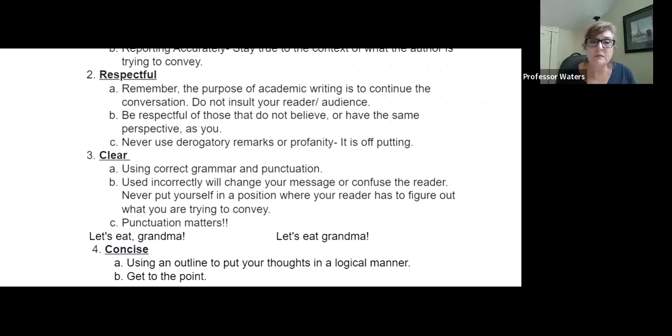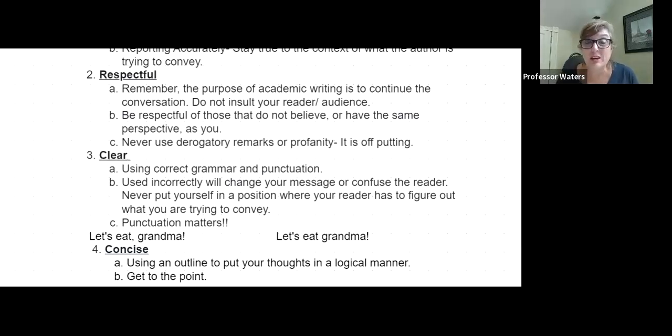Be clear with your grammar and punctuation. If it is used incorrectly, it will change your message or confuse the reader. And remember, if you've confused your reader, they have no idea what you're trying to communicate, based on poor grammar, poor punctuation, you failed. If they leave with a totally opposite message from what you were saying, that's on you, not on them. So it's very important to really think about what you're going to say and communicate it in a way that they're going to receive it.